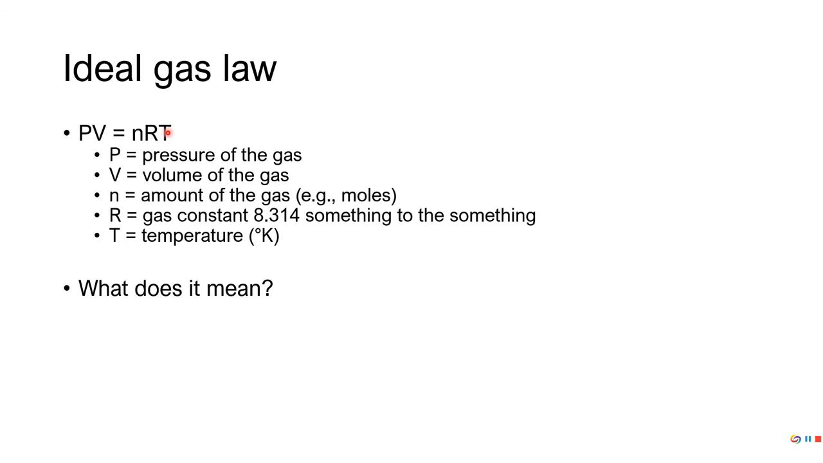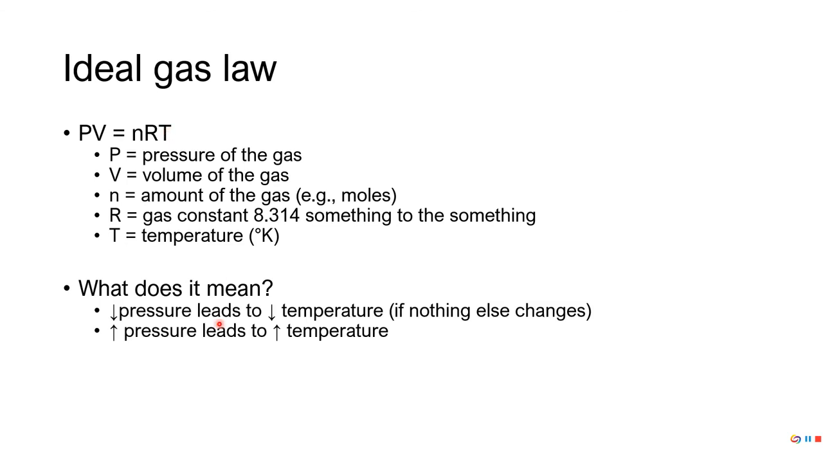So why do we care about this? Well, let's just keep it simple. If nothing else changes but we decrease pressure, that means temperature has to decrease. Okay, so look at it this way. We go on top of a mountain, so if we just go 5,000 feet straight up from Terre Haute, it's going to be colder because there's less pressure. Okay, that's why the tops of mountains are cold.